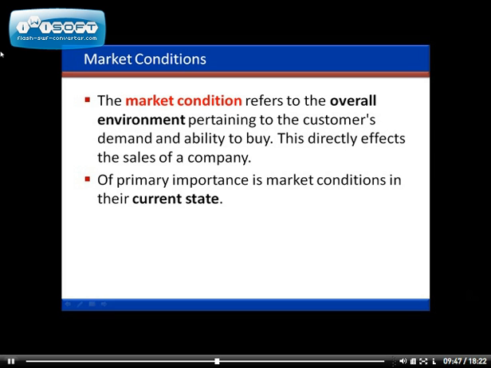And of primary importance, market conditions, you want to look at them in their current state. What's the current state of affairs? Right now, we're dealing with economic recession. We're dealing with a job rate that there are a lot of people out of jobs right now. So that's going to affect the amount of sales that a company is going to be able to generate, because there's not a lot of people with buying power out there.